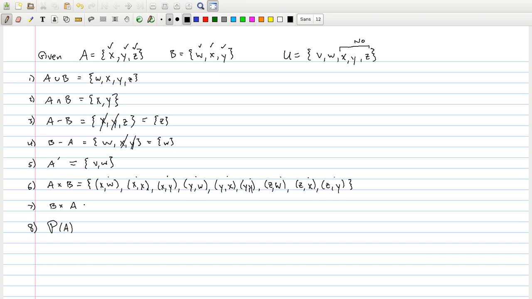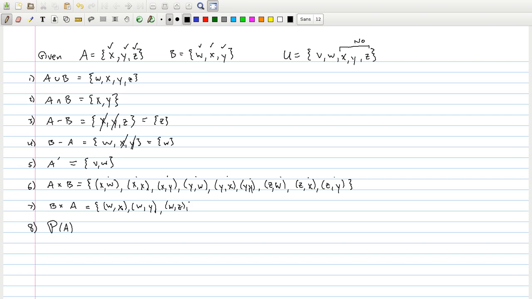Question 7. The product of B with A. So this consists of all ordered pairs where the first element comes from B, the second element comes from A. So if we look at the elements of B, this starts out with W. So we're going to pair W with each of the elements from A. So W is paired with X, W is paired with Y, and W is paired with Z. That takes care of the W.